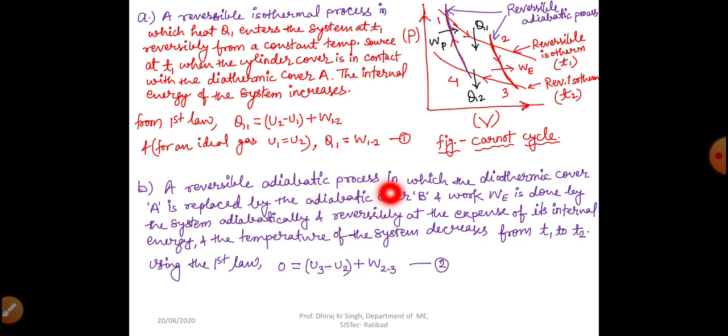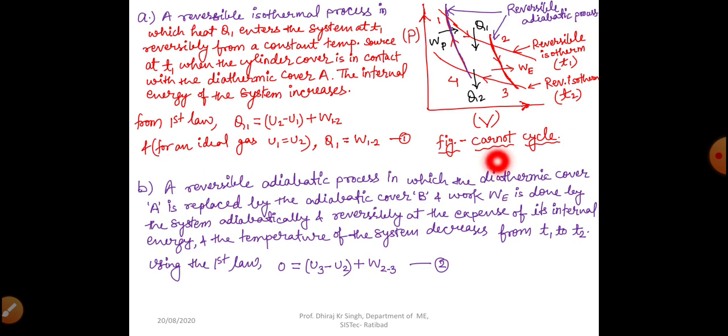A reversible adiabatic process in which the dithermic cover A is replaced by the adiabatic cover B and work WE is done by the system adiabatically. If we are getting work done by the system, then that work will be positive, and reversibly at the expense of its internal energy, and the temperature of the system decreases from T1 to T2. So now by using the first law of thermodynamics, heat transfer is 0, so Q equals 0. So final internal energy minus initial internal energy plus work transfer W23. This will be our equation number 2.